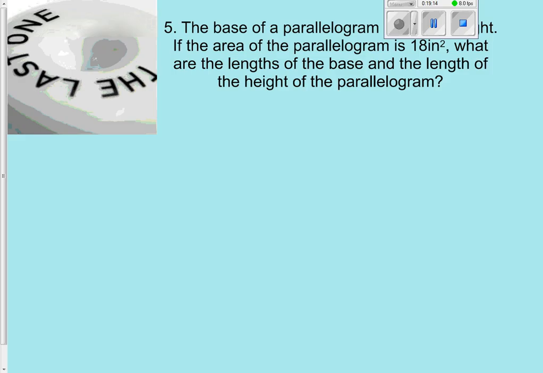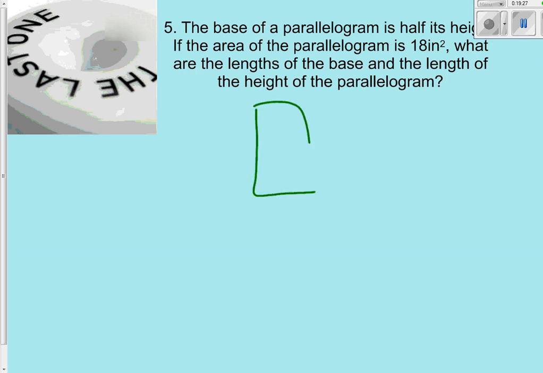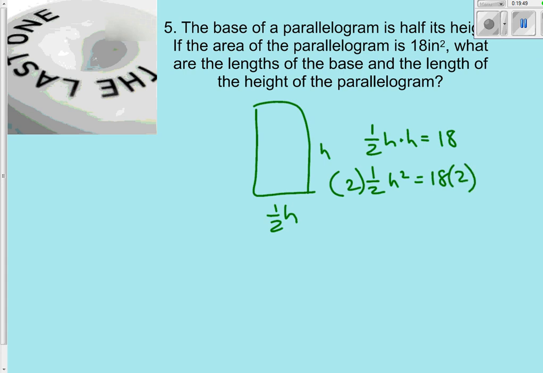All right, so the base of the parallelogram is half its height. What is the length of the base and length of the height of the parallelogram? So there's a height, one half height, and the area of the parallelogram is 18 inches squared. So one half h times h equals 18. So this is going to be one half h squared equals 18. If I multiply by 2, it's going to be h squared equals 36.